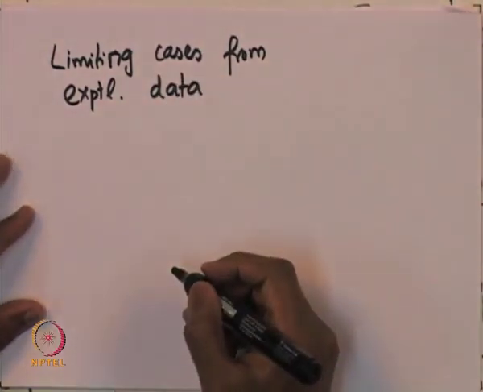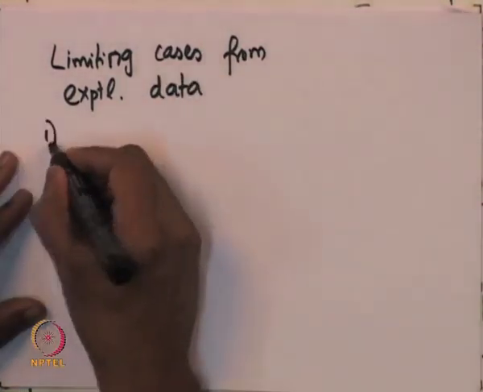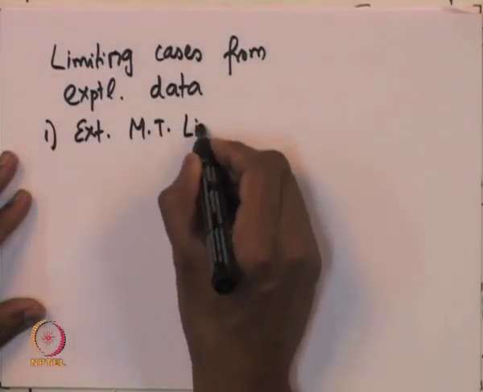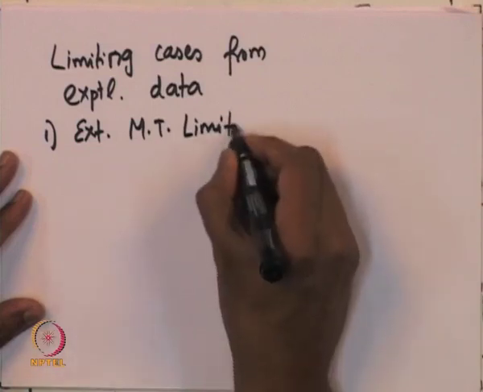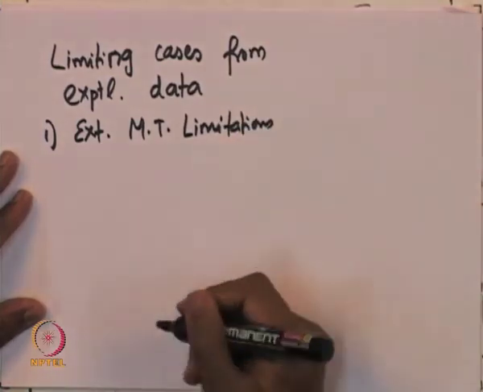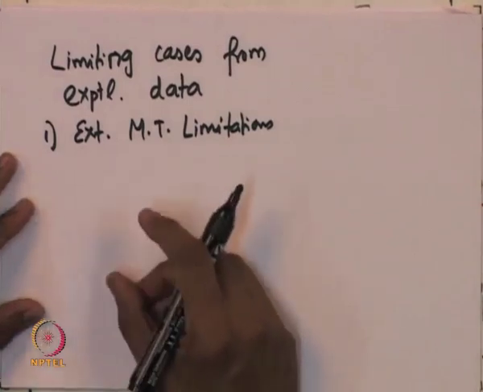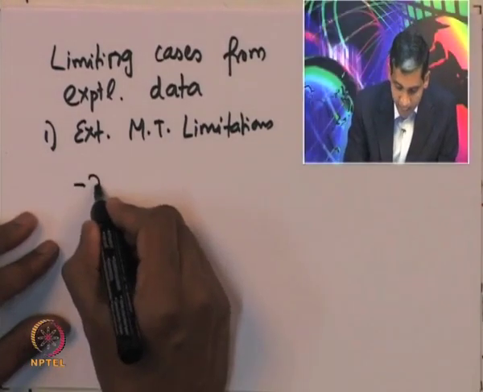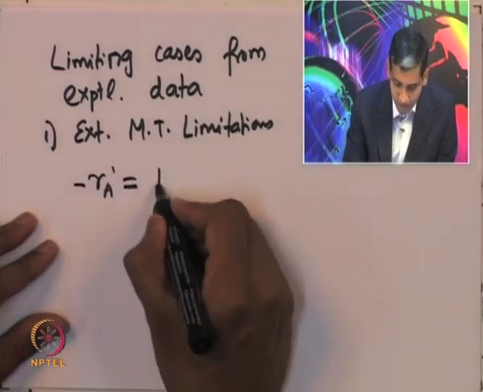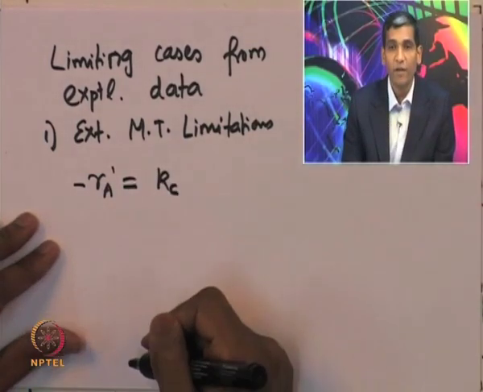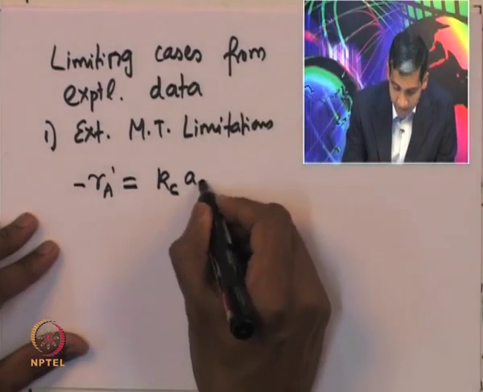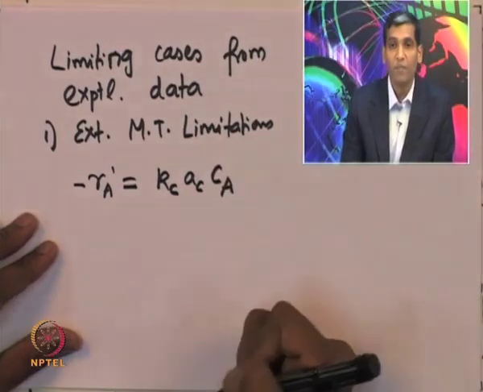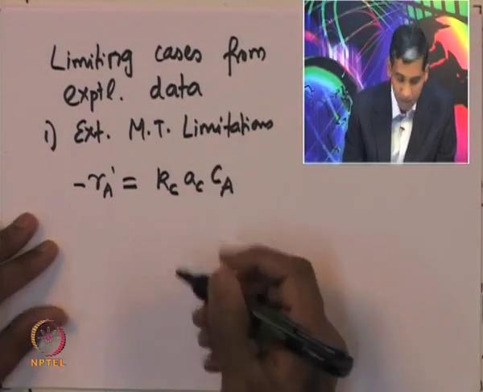Look at the limiting cases from experimental data. Suppose we look at the external mass transport limitations. If the reaction is controlled by the external mass transfer, then the reaction rate minus Ra is given by the mass transport coefficient Kc multiplied by the area per unit volume of the catalyst into the concentration of the species, the bulk concentration of the species.